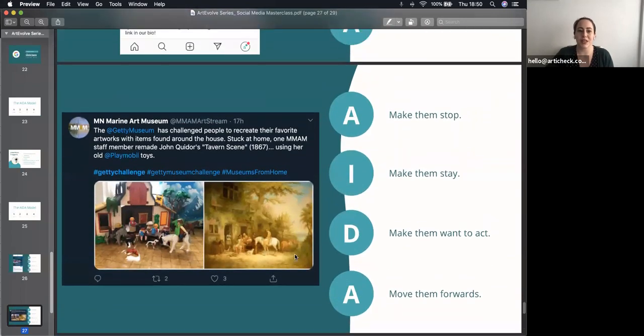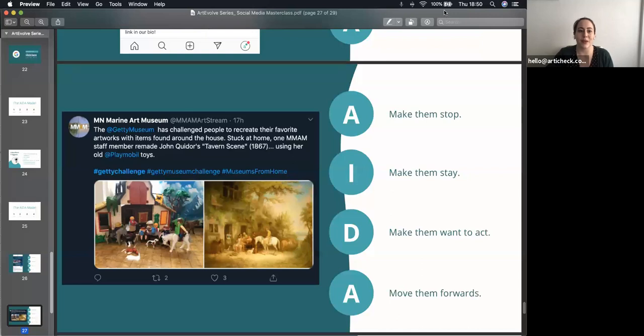Okay, so here's another one. I thought this one was kind of fun. This is from the MN Marine Art Museum, and this is actually the Getty Challenge that I was talking about. So this is actually one museum taking part in another museum's challenge.